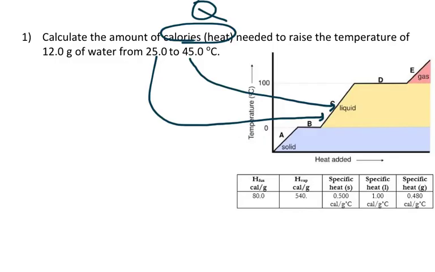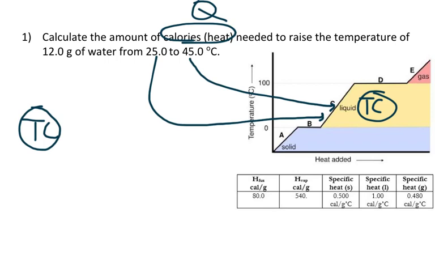So the first problem that I have for you is to calculate the amount of calories or heat needed to raise the temperature of 12 grams of water from 25 degrees Celsius to 45 degrees Celsius. So first you want to make sure that you recognize what the substance is and then which part of the graph we are actually on. So what you'll notice is we're going from 25 degrees, which is about here, to about 45 degrees. So we're only in this small section of the heating curve.